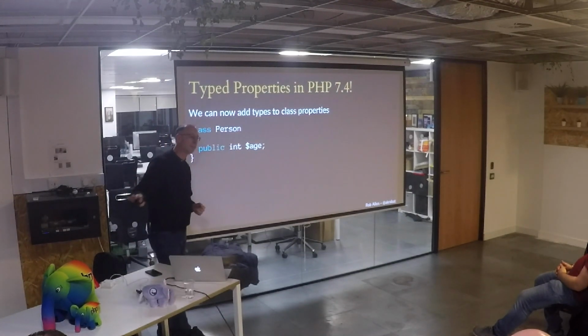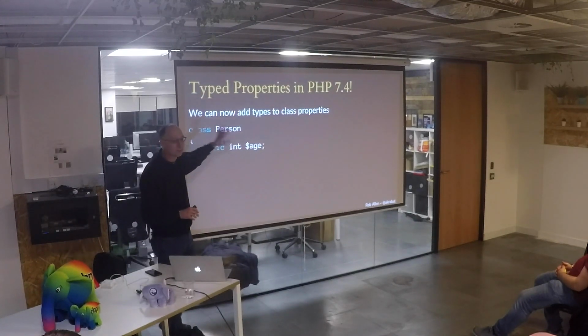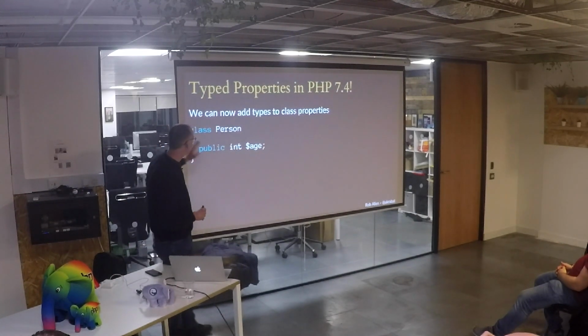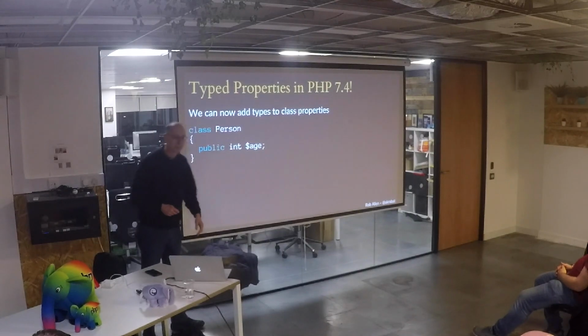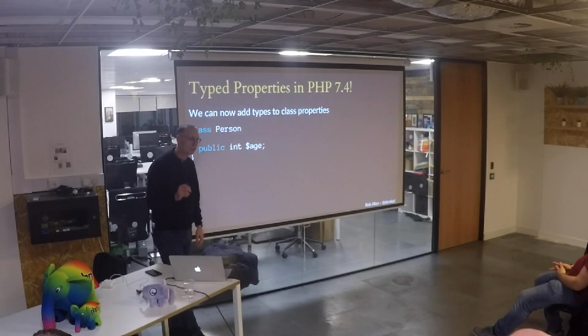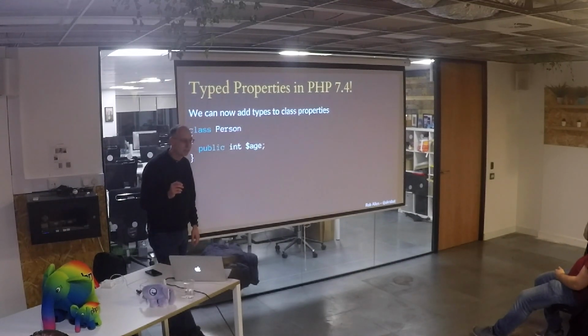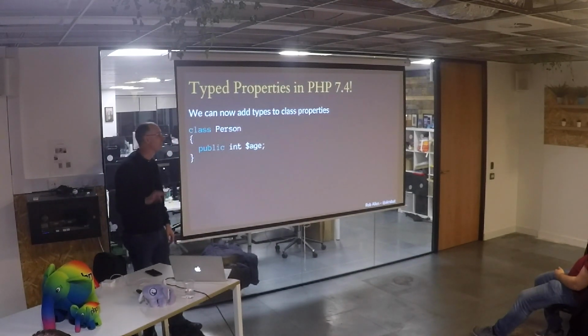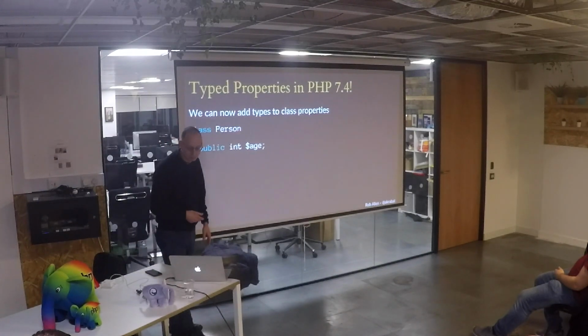There are some other features in PHP 7.4. Don't know what they are, couldn't care less. This is the only one I care about. I can do public int age. My age is now guaranteed to be an integer throughout the use of this property within this class. That's pretty awesome. Again, we are removing a whole class of bugs that we had before.